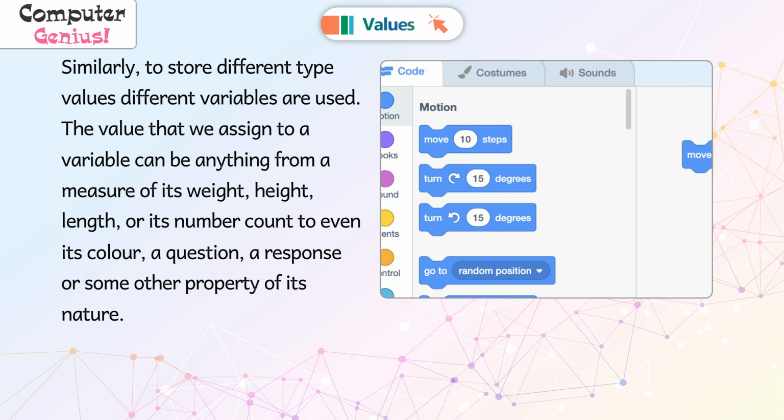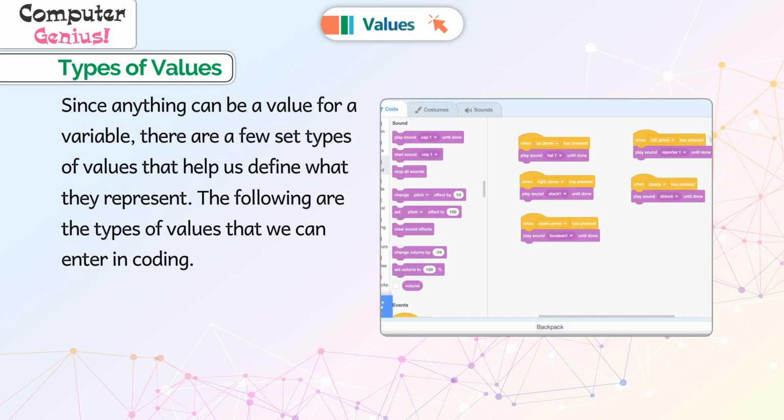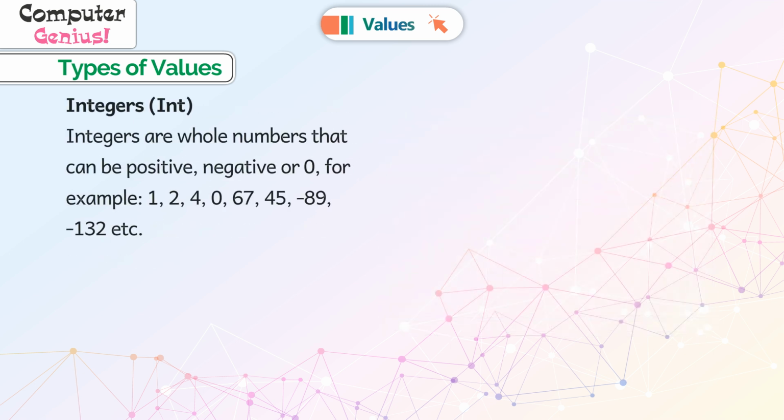The value that we assign to a variable can be anything from a measure of its weight, height, length, or its number count to even its color, a question, a response, or some other property of its nature. Types of values. Since anything can be a value for a variable, there are a few set types of values that help us define what they represent. The following are the types of values that we can enter in coding.